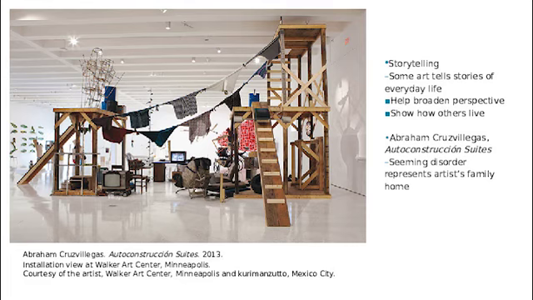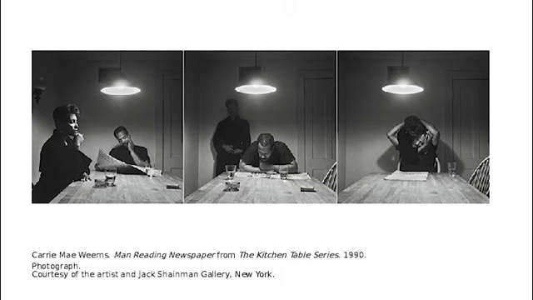And getting into even more personal storytelling, this photo series, Man Reading Newspaper from the Kitchen Table series by Carrie Mae Weems, you really get into the personal life of these two people here. It's very intimate. It's like you're actually in their home. It's almost as if you're seeing something that you shouldn't be seeing. It's voyeuristic. But you're able to get the story of these people's personal, intimate moments in their home life, and have a peek into that from the outside through these works. So that's a very personal form of storytelling.